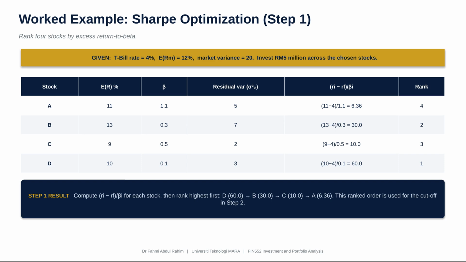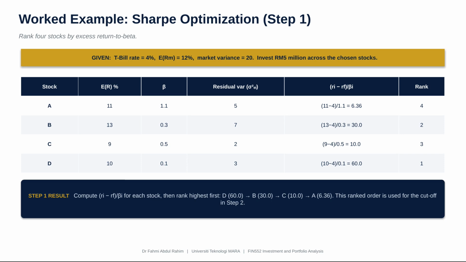Step 1, compute the excess return to beta ratio for each. That is the return minus 4% divided by the beta. For stock A, 11 minus 4 is 7, divided by beta 1.1, gives 6.36. For stock B, 13 minus 4 is 9, divided by 0.3 gives 30. For stock C, 9 minus 4 is 5, divided by 0.5 gives 10. And for stock D, 10 minus 4 is 6, divided by 0.1, the smallest beta, gives a huge 60.